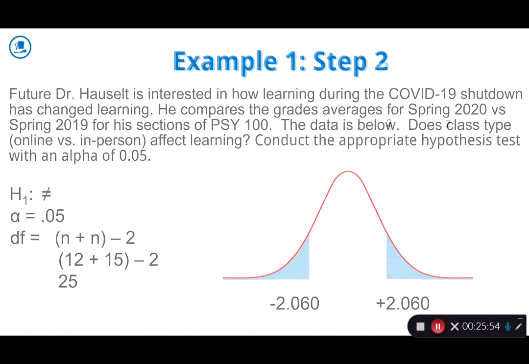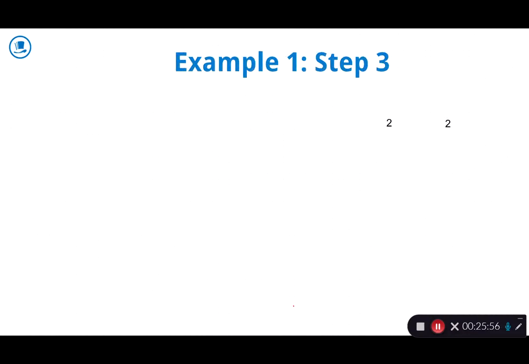Now for the fun part, step 3, figuring out the obtained value of t. So once again, here's the formulas, right? We're going to find the t. Now remember, mu1 minus mu2 effectively becomes 0.